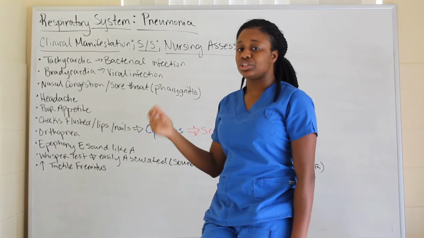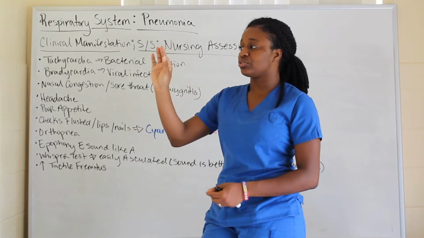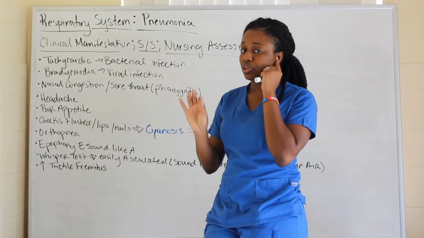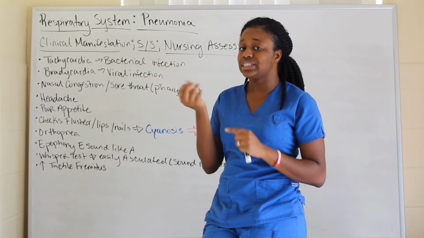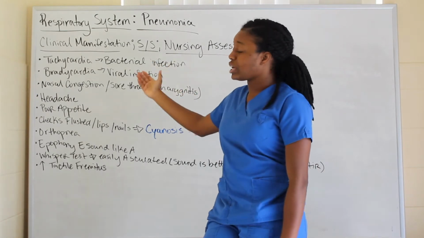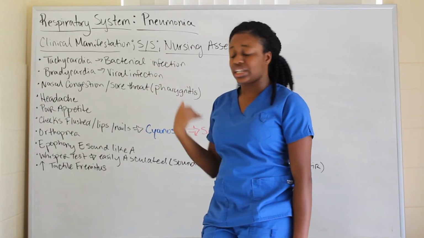So with egophony, you tell the patient to say "E," and you go to those different places with your stethoscope and listen for that E sound. Well, for a patient who has pneumonia, that E sounds like an A.